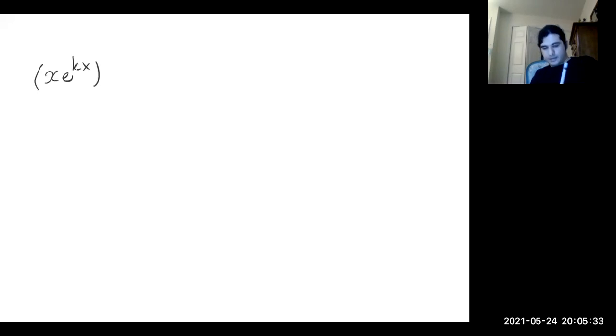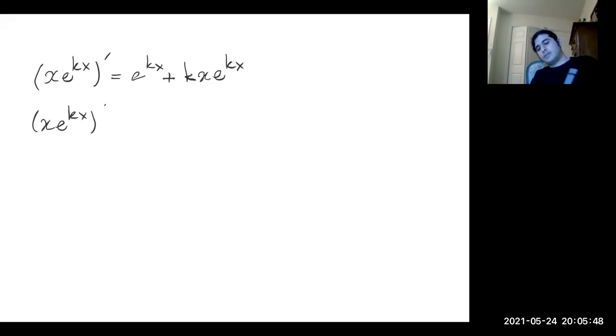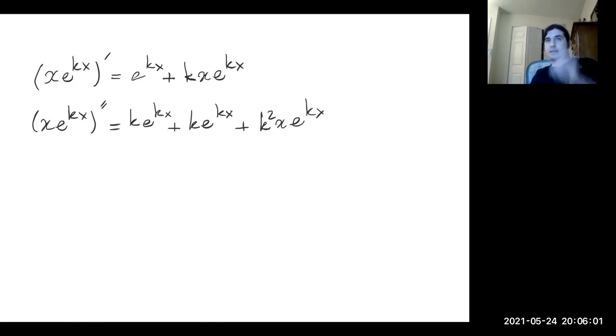Well, what is the second derivative of x e to the kx? Let's first compute the first derivative by the product rule. It's just e to the kx plus kx e to the kx. Therefore, the second derivative would be the derivative of what we have above, which is k e to the kx plus k e to the kx plus k squared x e to the kx. So that's the second derivative.